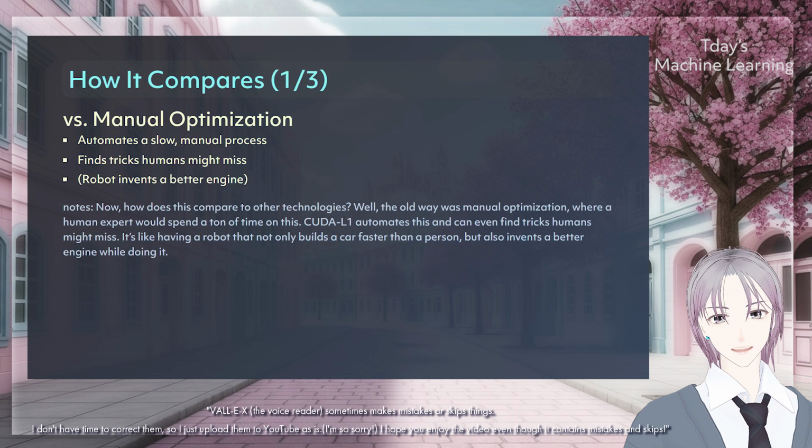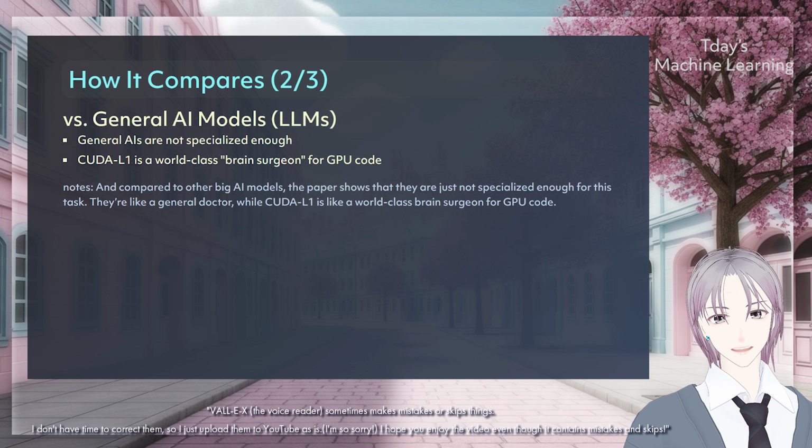Now, how does this compare to other technologies? Well, the old way was manual optimization, where a human expert would spend a ton of time on this. CUDA-L1 automates this and can even find tricks humans might miss. It's like having a robot that not only builds a car faster than a person, but also invents a better engine while doing it. Compared to other big AI models, the paper shows that they are just not specialized enough for this task. They're like a general doctor, while CUDA-L1 is like a world-class brain surgeon for code.